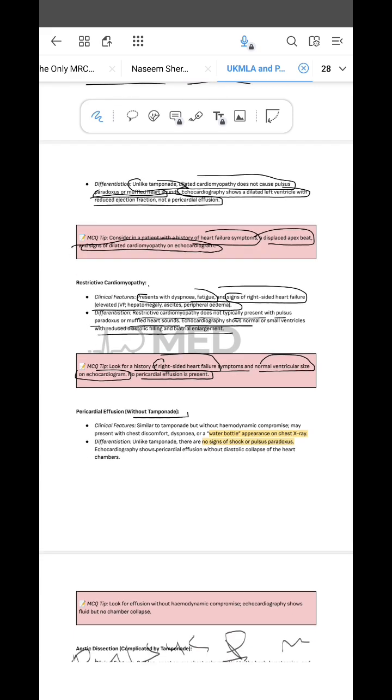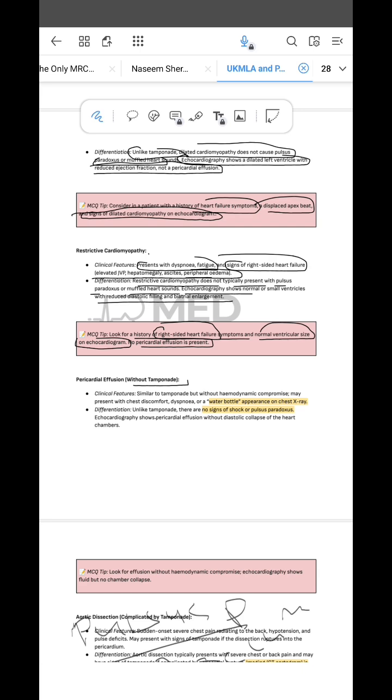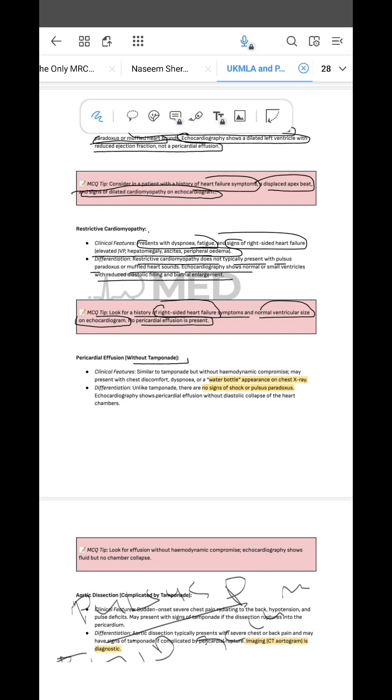As I told you earlier, what is the difference between pericardial tamponade and pericardial effusion? A water bottle appearance is seen on chest X-ray. In a hemodynamically stable patient we call it pericardial effusion, but if the patient is hemodynamically unstable, we call it cardiac tamponade.